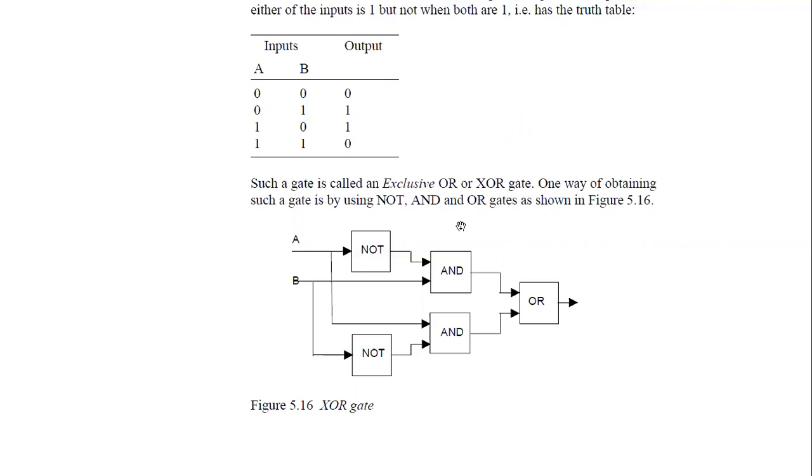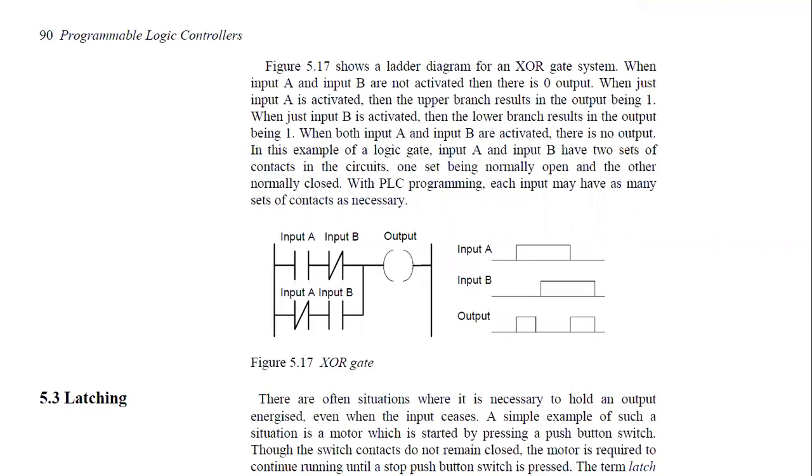So I want to believe that you have drawn that. You can proceed and look at some more explanation. By the figure 5.17 of the XOR gate, it shows this is a ladder diagram, as we've seen how we draw a ladder diagram. And it is a ladder diagram from the XOR, that is the exclusive OR gate system.